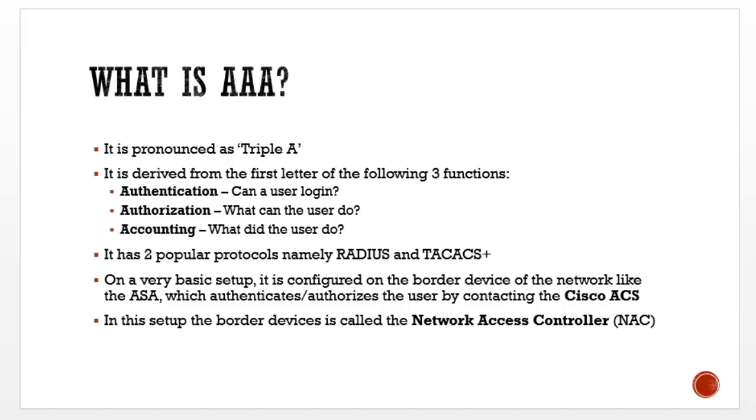two popular protocols. On a very basic setup, if AAA is enabled and configured on the border device, then this device will authenticate or authorize the users coming in by contacting the Cisco ACS. Now, if the ACS says that the user is authorized to enter that device, it will allow the user to access the network. And in this setup, because the ACS sits on the border and controls access to the network, it is also called the network access controller.